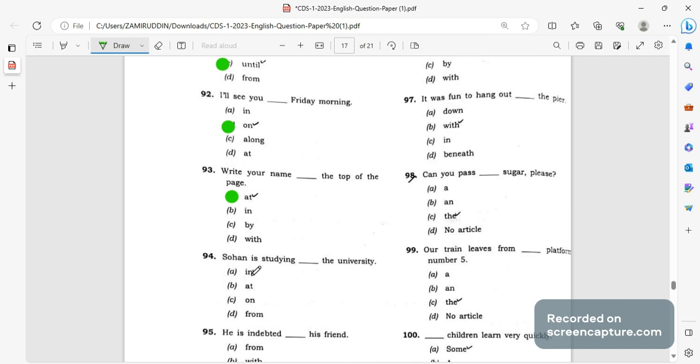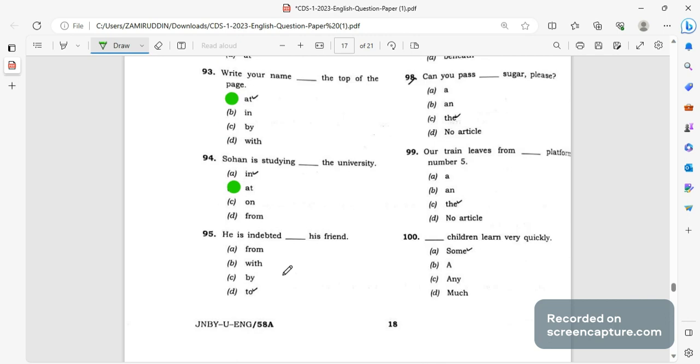Now Sohan is studying at the university. In the university will be the wrong answer. Sohan is studying at the university. He is studying. When we are specifying the name of the university, then the answer could be different. The university, we are talking in general, so the answer will be Sohan is studying at the university.